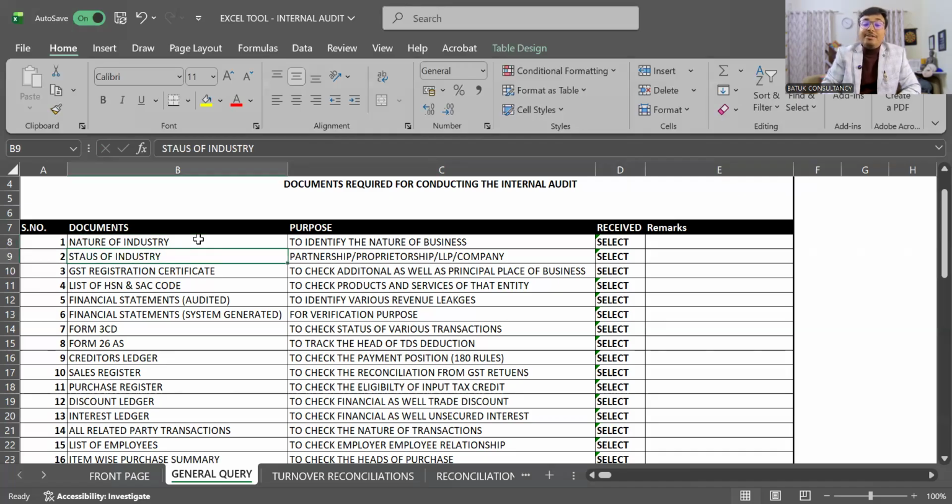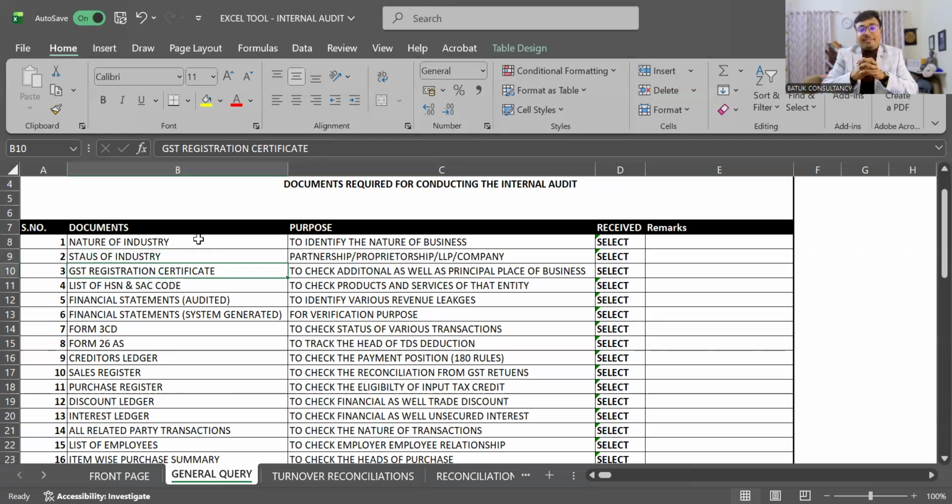Next question, status of your industry, whether your company is a proprietorship, a partnership, a company, or an LLP, so that we can easily analyze the applicability of provisions. Okay, many times what happens is, we have an idea about the industry but we forgot to take the exact nature, the exact manufacturing process. Because as a chartered accountant, as a GST consultant, as a tax practitioner, I am a partner of my client. So we need to do accordingly.